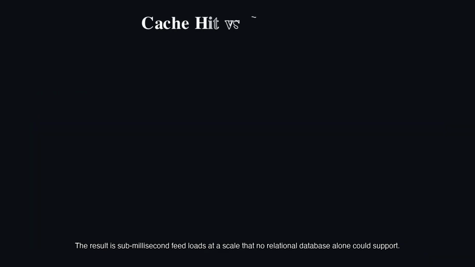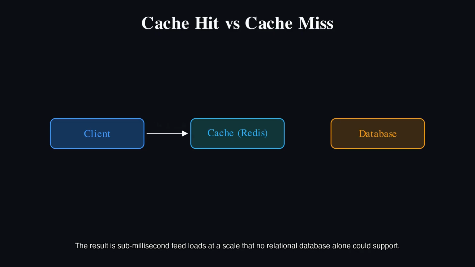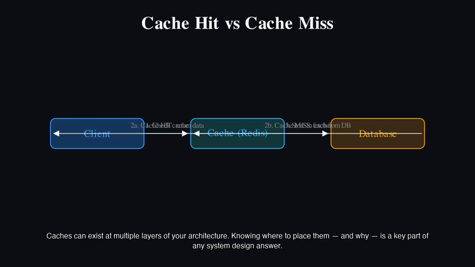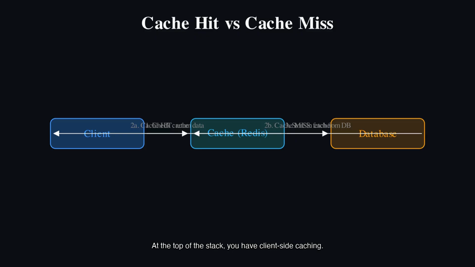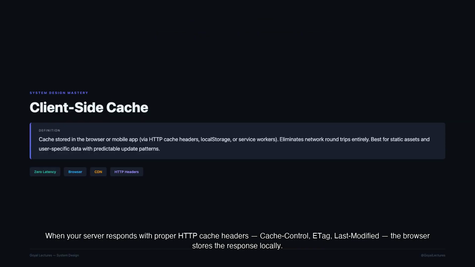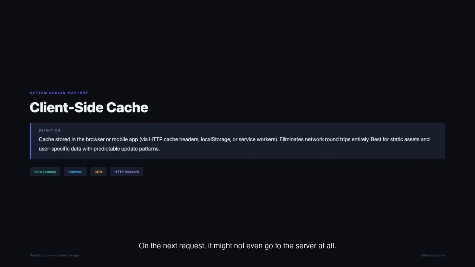Caches can exist at multiple layers of your architecture. Knowing where to place them, and why, is a key part of any system design answer. At the top of the stack, you have client-side caching. When your server responds with proper HTTP cache headers, Cache-Control, ETag, Last-Modified, the browser stores the response locally. On the next request, it might not even go to the server at all. This is why a modern web page loads much faster the second time you visit it. Assets like JavaScript, CSS, and images are already cached in your browser.